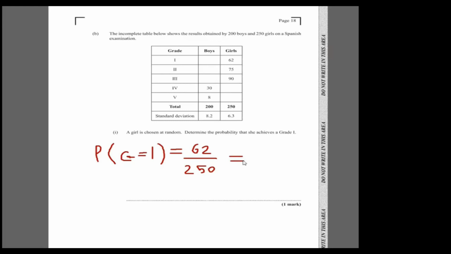62 out of 250, that's 0.248. So there's almost a quarter chance of a girl getting a 1. That's very good. Imagine a quarter of a school getting 1s. Girls are fantastic in foreign languages, which is quite true. Females do very well in these language subjects, Spanish, French, whatever the case may be. They tend to do better than us as boys. We have to stick to the mathematics.